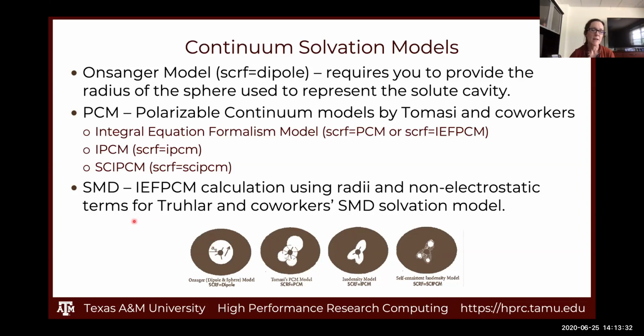There's a specialized PCM model called SMD, which tried to optimize some of the parameters for the PCM model to get good delta G of reaction within solvent, okay? So the delta G of solvation. And this was parameterized against smaller molecules. So it does a much better job of getting the delta G of solvation values for smaller systems, okay, with the PCM model.